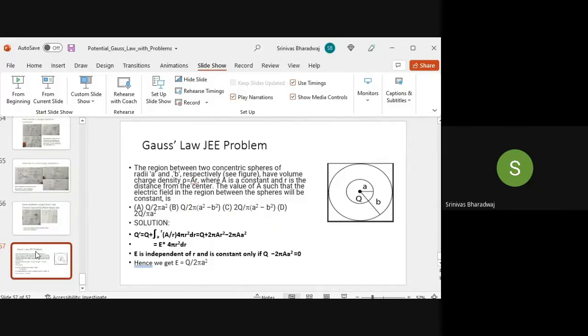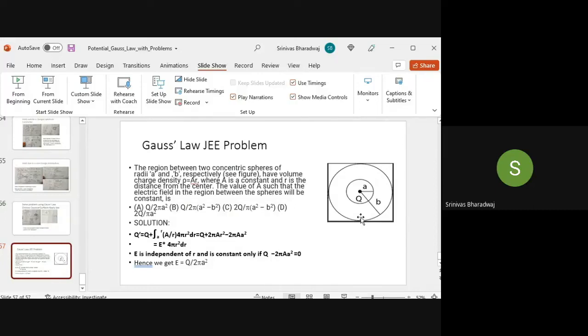this problem. You try the region between two concentric spheres of radii A and B that have volume charge density. Find the value of A such that the electric field in the region between the spheres is constant, right? So here's what's happening. Inside, there is nothing. Then there is this constant area. Now, in this area, there is volume charge with a charge density of rho times A R.